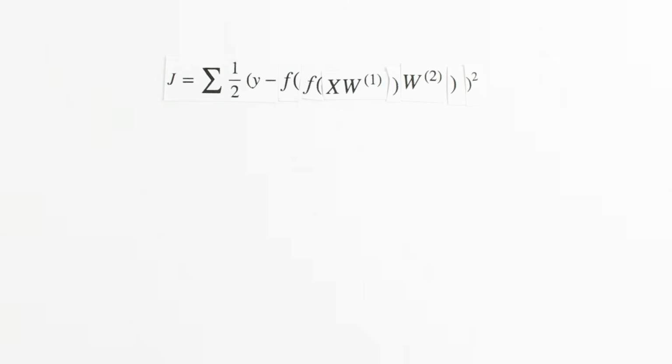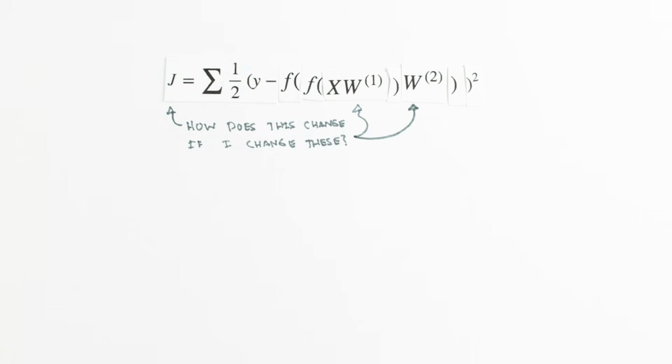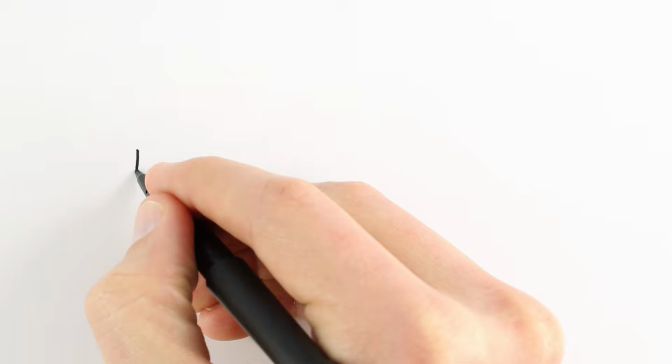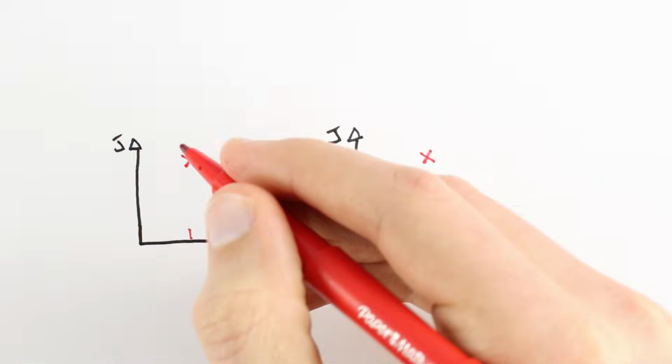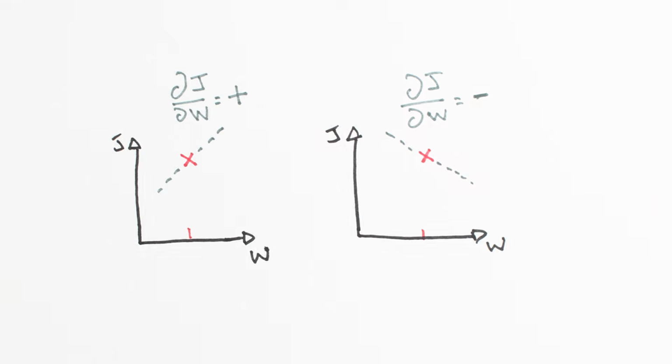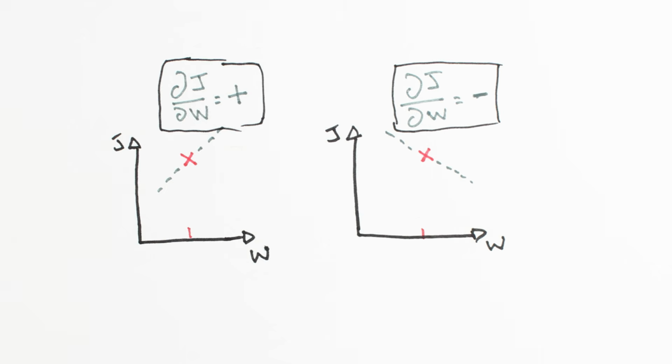That is, what is the rate of change of j with respect to w, also known as the derivative. And in this case, since we're just considering one weight at a time, this is a partial derivative. We can derive an expression for dj/dw that will give us the rate of change of j with respect to w for any value of w. If dj/dw is positive, then the cost function is going uphill. If dj/dw is negative, then the cost function is going downhill.